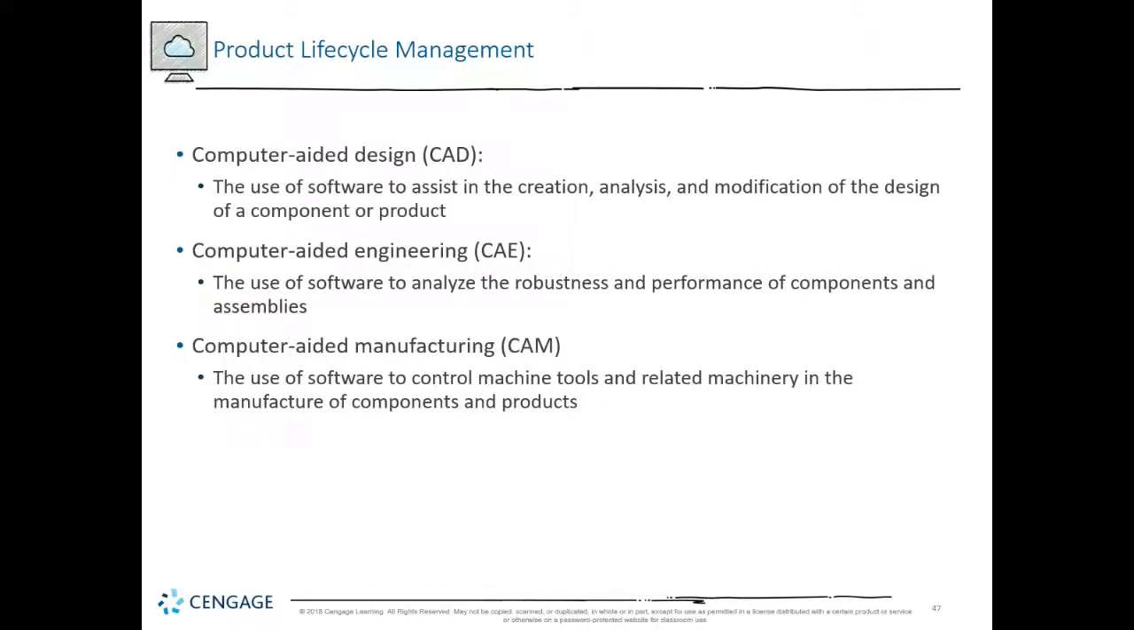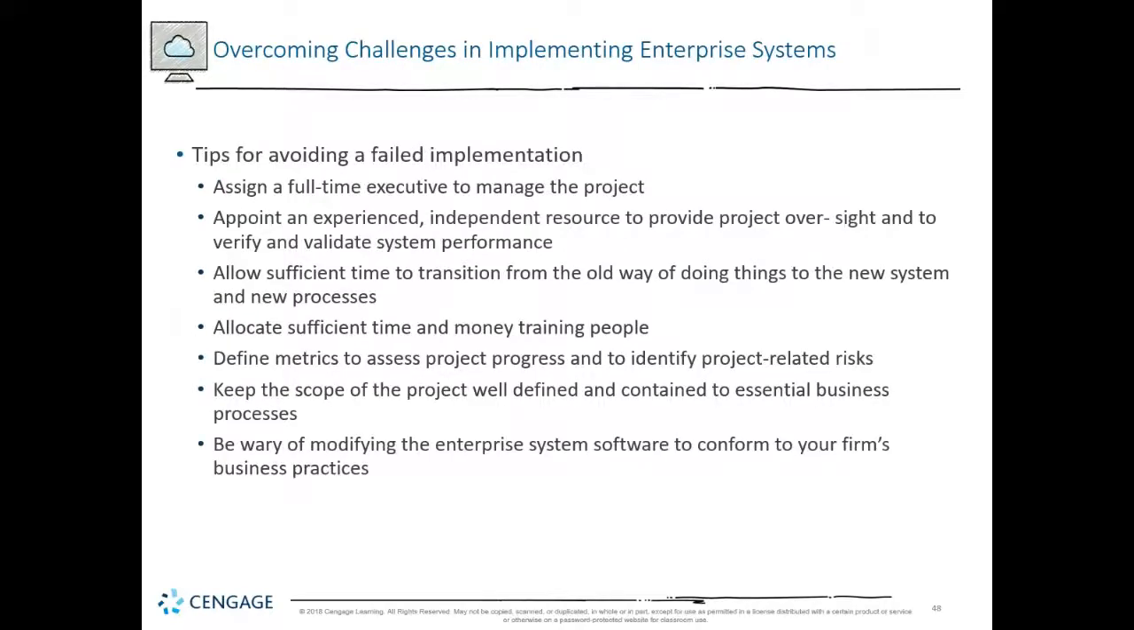Product Lifecycle Management. Computer-Aided Design, CAD: the use of software to assist in the creation, analysis, and modification of the design of a component or product. Computer-Aided Engineering, CAE: the use of software to analyze the robustness and performance of components and assemblies. Computer-Aided Manufacturing, CAM: the use of software to control machine tools and related machinery in the manufacturing of components.